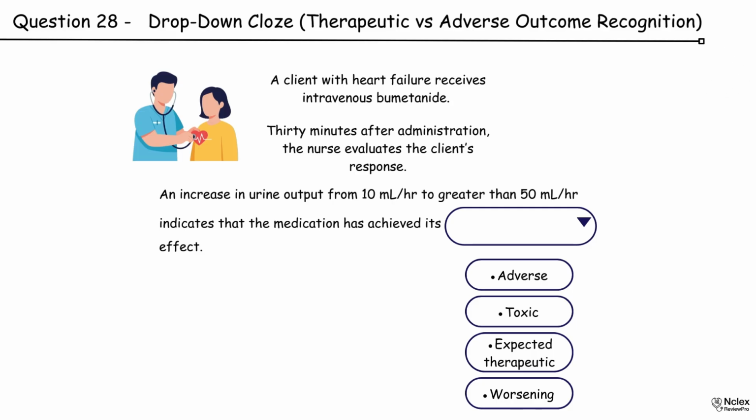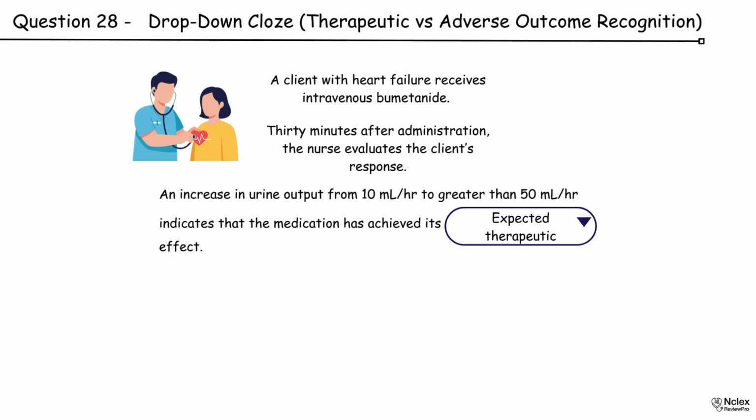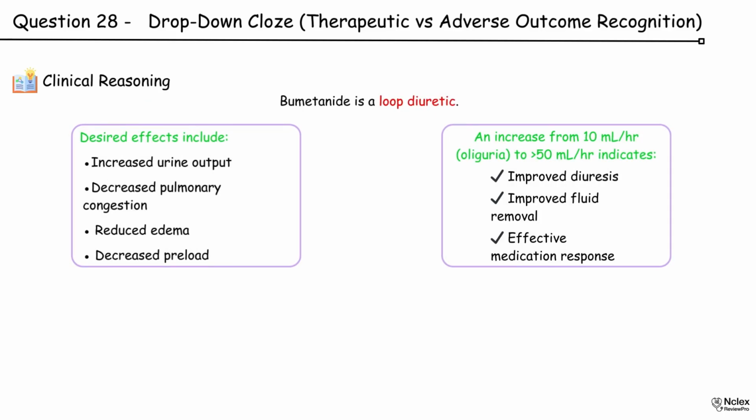The correct answer is expected therapeutic. Now let's break this down clearly. Bumetanide is a loop diuretic. Its primary purpose is to remove excess fluid. Desired effects include increased urine output, decreased pulmonary congestion, reduced edema, and decreased preload. This client's urine output increased significantly from 10 milliliters per hour, which suggests oliguria, to over 50 milliliters per hour. That indicates effective diuresis. The drug is doing exactly what it is intended to do.